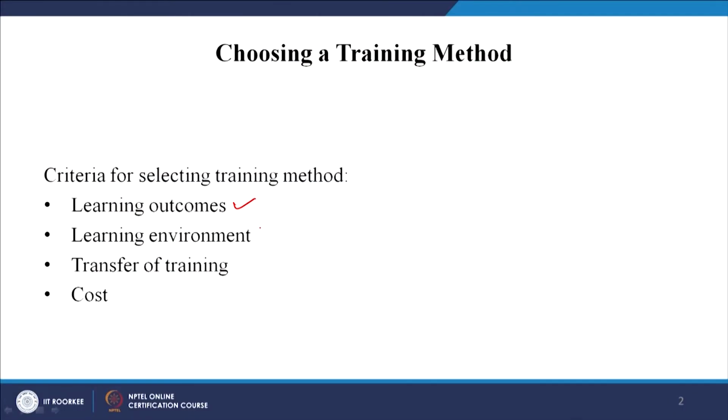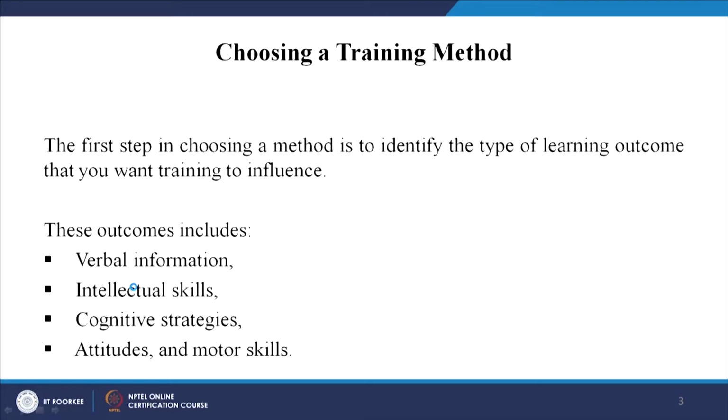In context to choosing a training method, I would like to mention that there are certain criteria that are to be fulfilled whenever we talk about the development of a particular method. The criteria are learning outcomes, learning environment, transfer of training and cost. These are the four criteria which we will be discussing in this particular session.